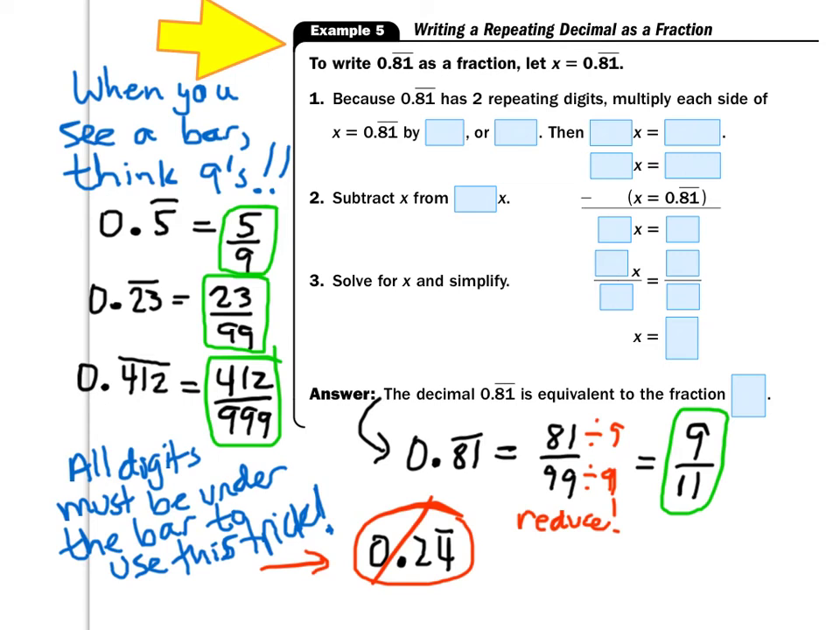So take a look at this, 0.81 with a bar over the 8 and the 1. All the numbers are repeating. I see two numbers repeating, so I put 99 on the bottom. I put the 81 on top. And this time I can reduce, so 9 goes into both. So 81 divided by 9 gives me 9, and 99 divided by 9 gives me 11. So 0.81 with a bar over the 8 and the 1 reduces to 9 over 11.